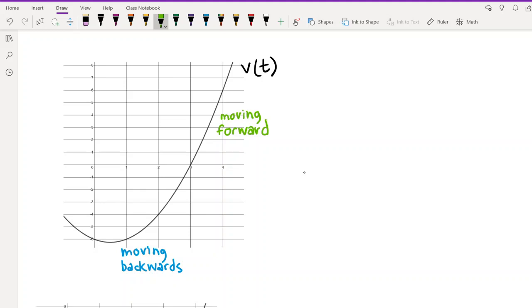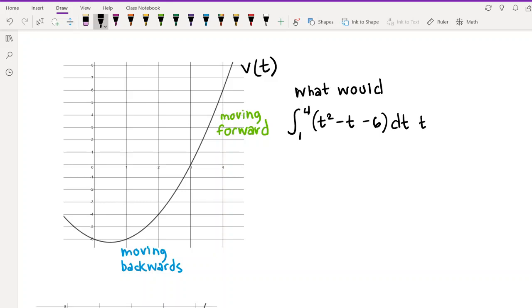Okay, so the first question I want to ask is, what would be the meaning of the integral from 1 to 4 of this velocity function? I'll actually write down the function, so it's t squared minus t minus 6 dt. What would it tell us about this object? So as we talked about on the previous page, it would give us the displacement. So why would it give us displacement rather than the total distance traveled?